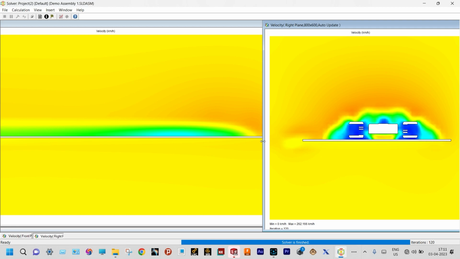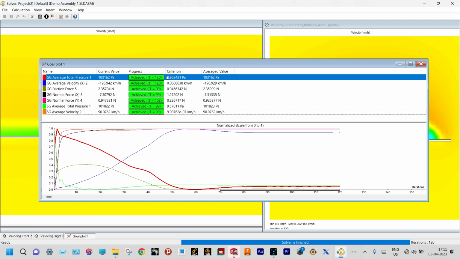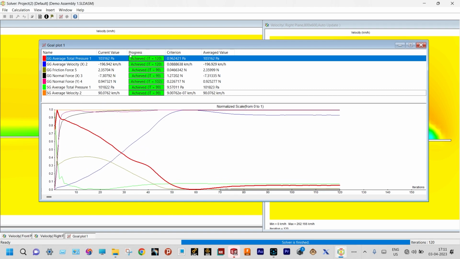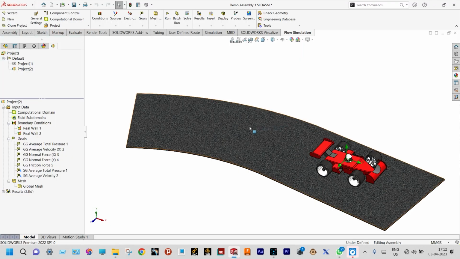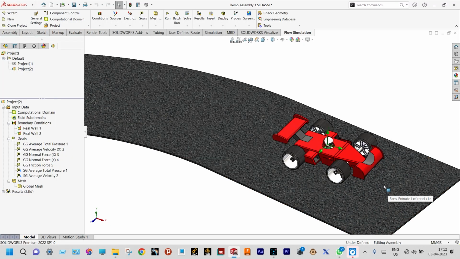Now the solver is finished. You can see the results from different cut plots, right? Let us see whether all the results are converged or not. You can see from the solver window itself that all the results are converged, and that is visible from this green color. You can see here velocity in x direction and also frictional force, normal force, etc., right? Those values we'll see later on from the graphs. Let us close this one. We'll move on to the results, right?